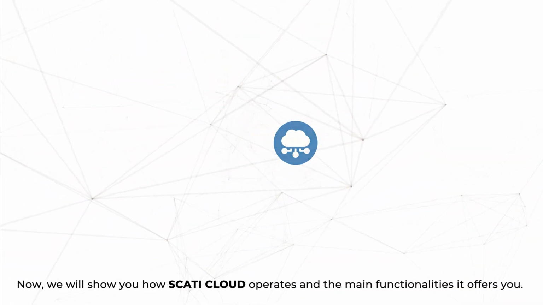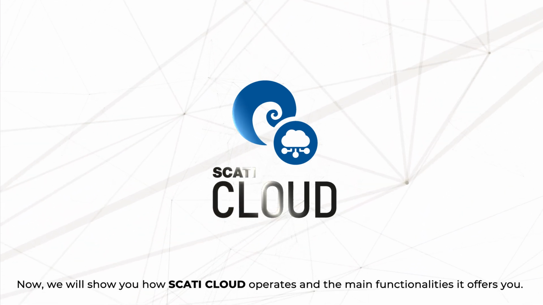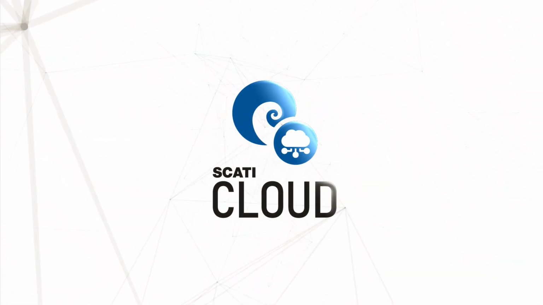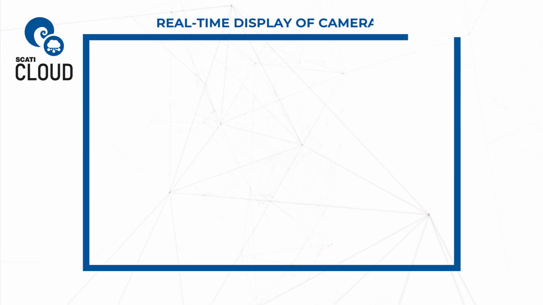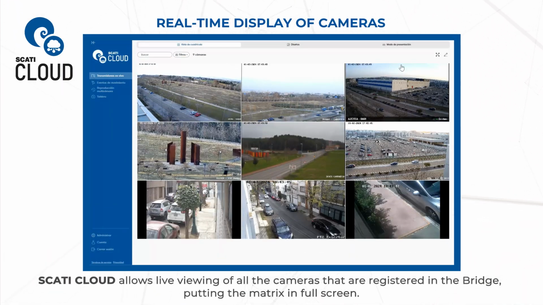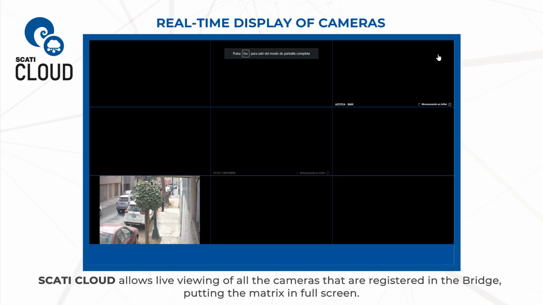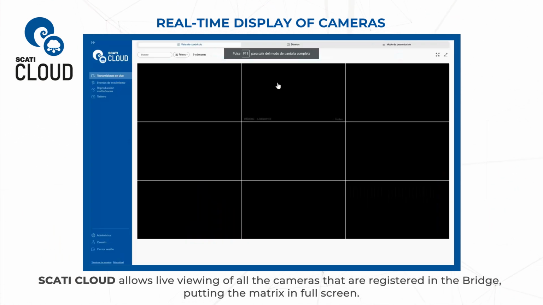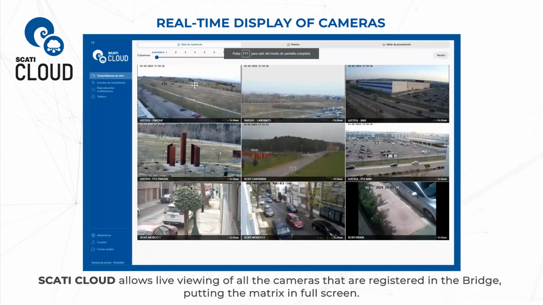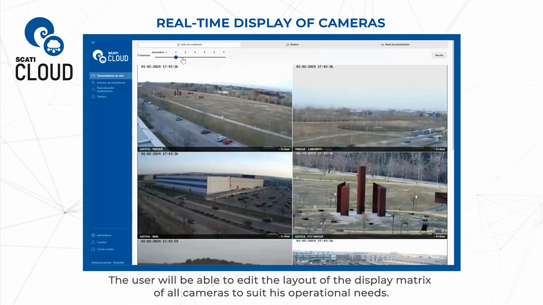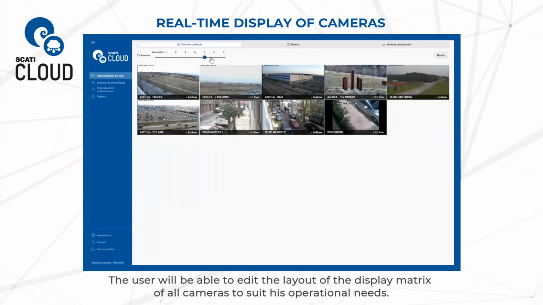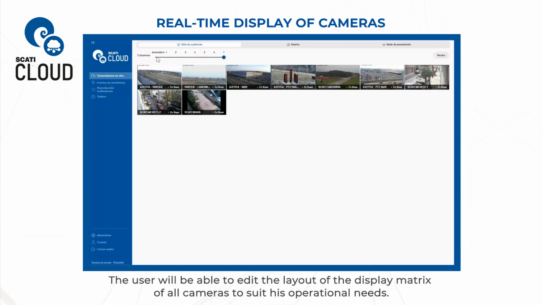Now, we will show you how SCATI Cloud operates and the main functionalities it offers you. SCATI Cloud allows live viewing of all the cameras that are registered in the bridge, putting the matrix in full screen. The user will be able to edit the layout of the display matrix of all cameras to suit his operational needs.